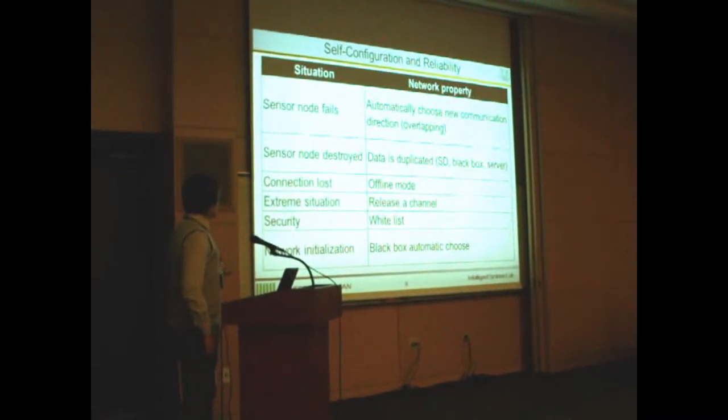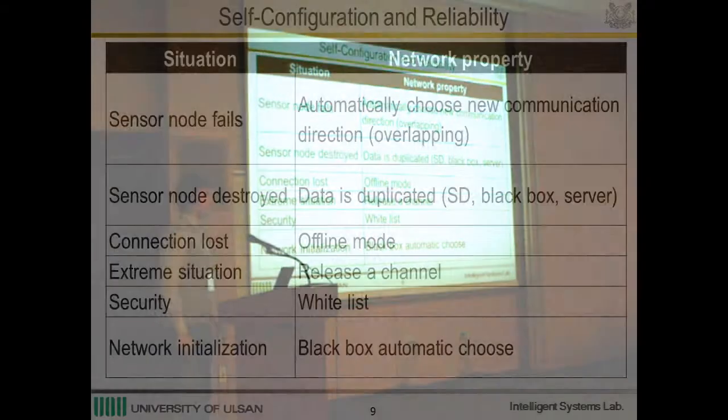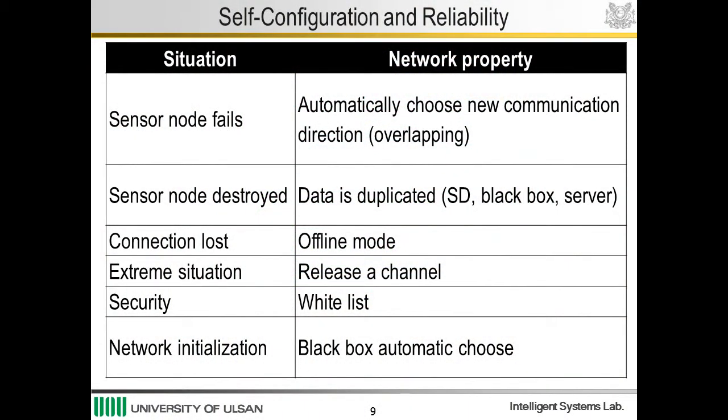And for security purposes, we can use a whitelist. Every sensor node has its own hard-coded ID, and we can create whitelists to prevent bad guys from reading our data, and they will not be able to send commands to our sensor nodes. In the first stage of network initialization, the black box is automatically chosen by using the ID of the sensor node.